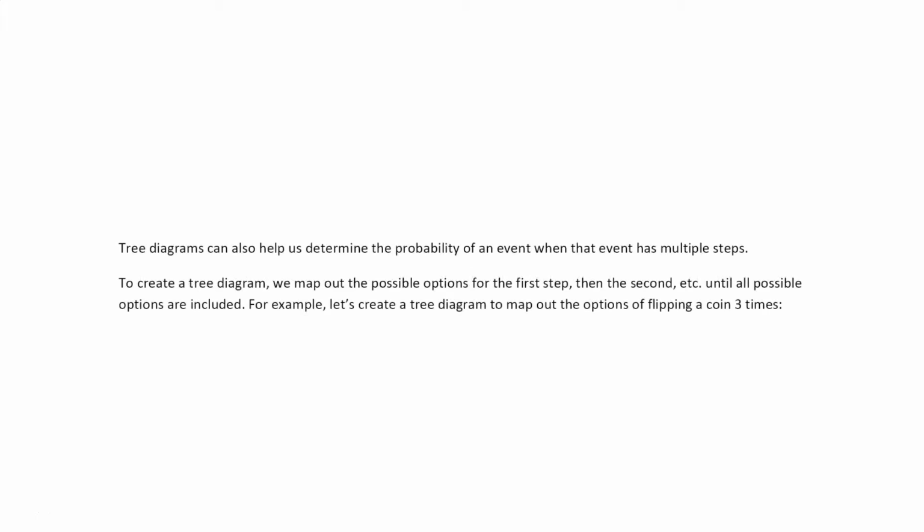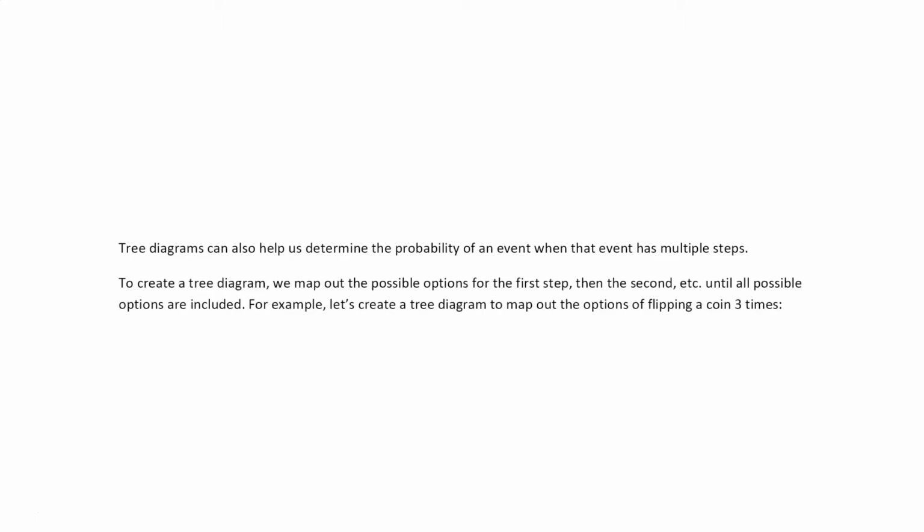Random experiments with several steps: tree diagrams. Tree diagrams can also help us to determine the probability of an event when that event has multiple steps. To create a tree diagram, we map out the possible options for the first step, then the second, and so on, until all the possible options are included.